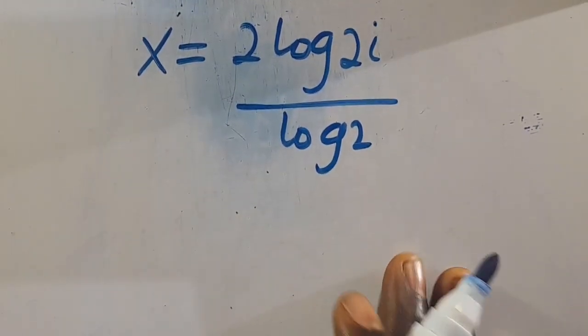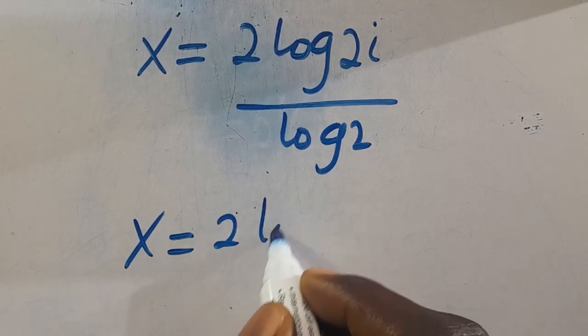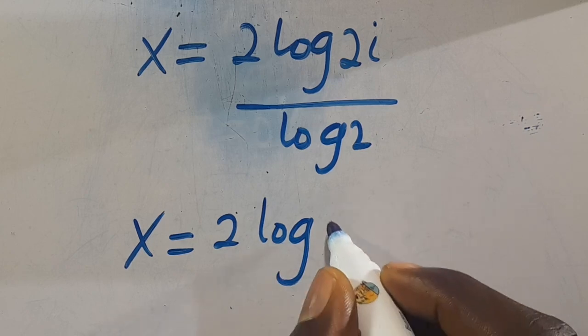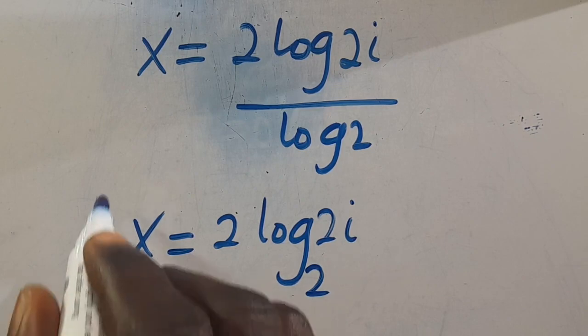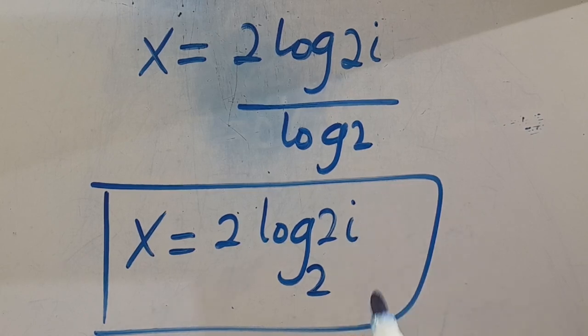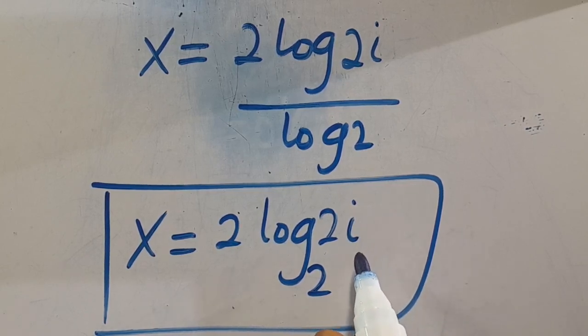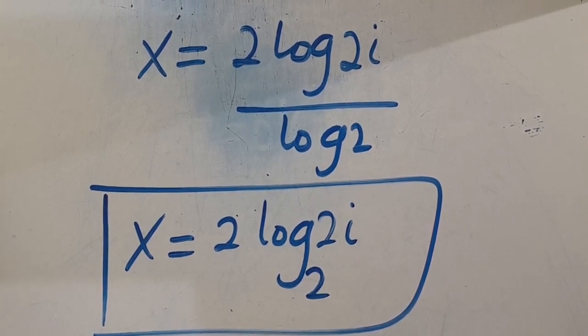And furthermore, we can re-express this as x equals 2 log 2i in base 2 as this. This i symbolizes that we only have this in a complex space. So also, let's go for case 2.